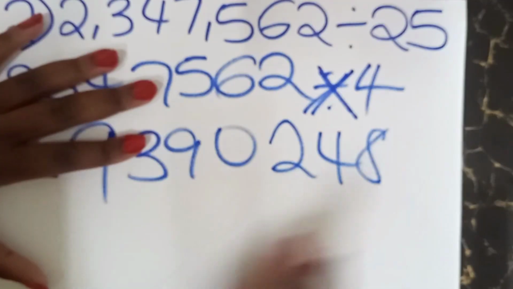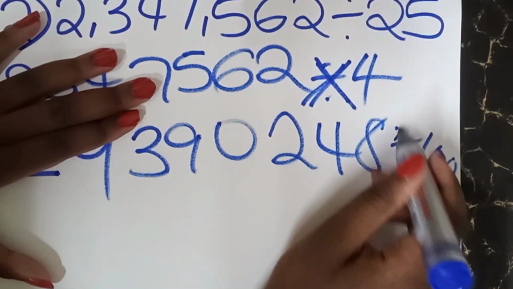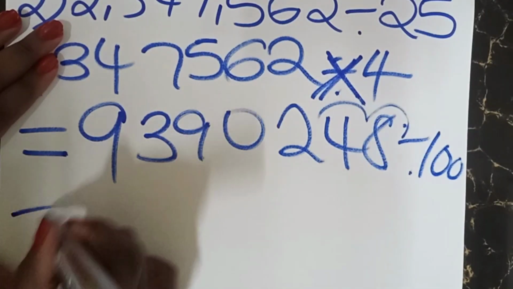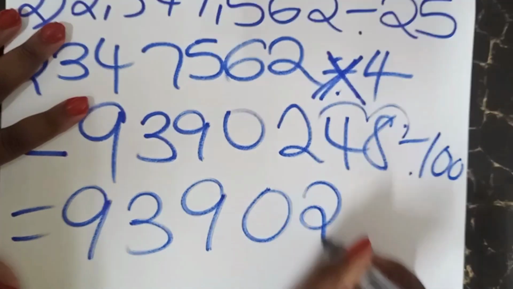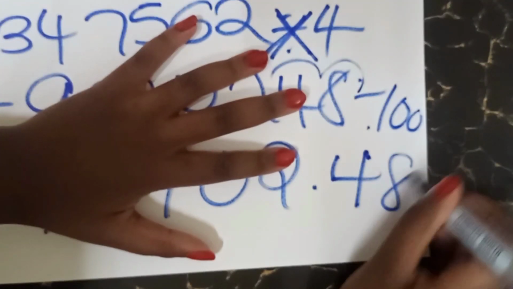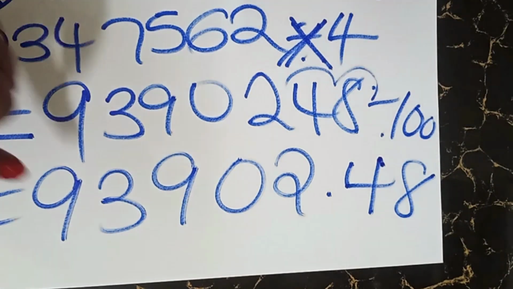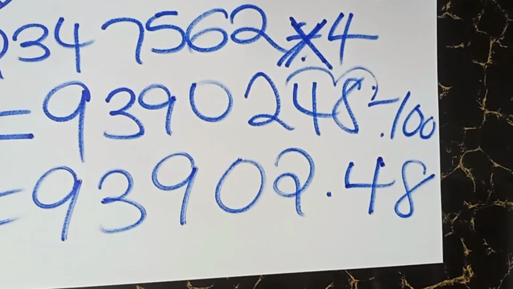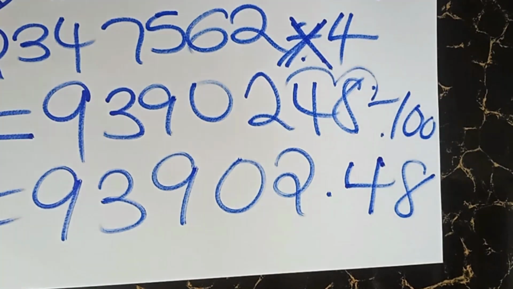Okay? And then when you divide it by 100, you go back 2 times. Okay? When you divide it by 100, you'll have this. And that, my people, is the answer to that question.